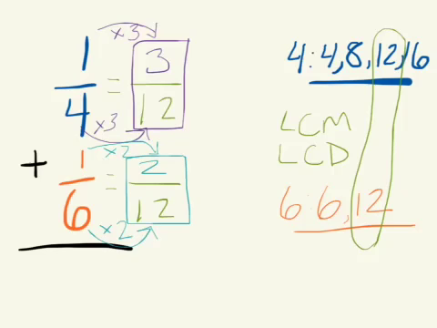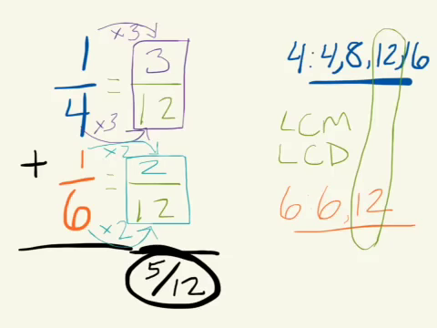Just like when we used common denominators to compare fractions and see which one was greater and which one was less, now we can use our common denominators to add and subtract them since we're talking about the same size pieces. So now we have 3/12 plus 2/12 would be how many 12ths? That would be 5/12. Final answer.